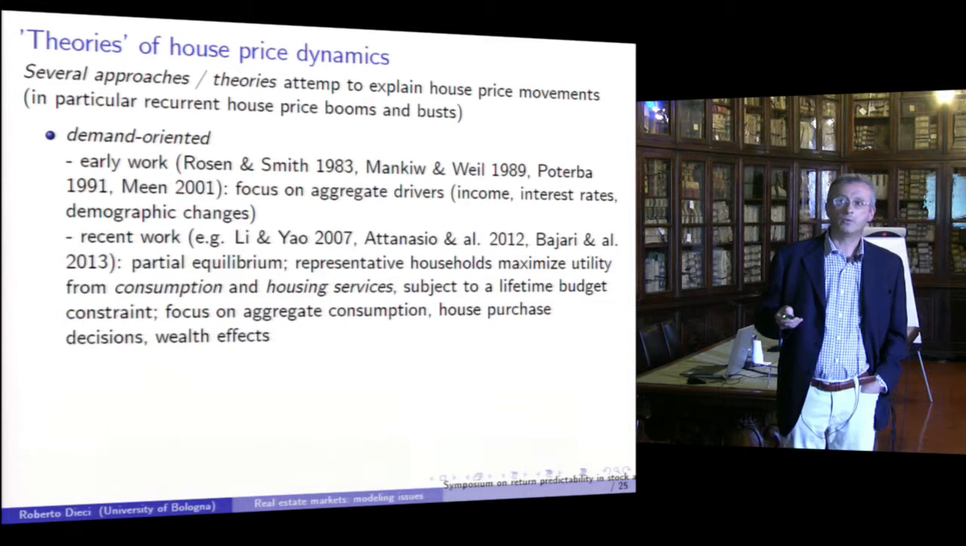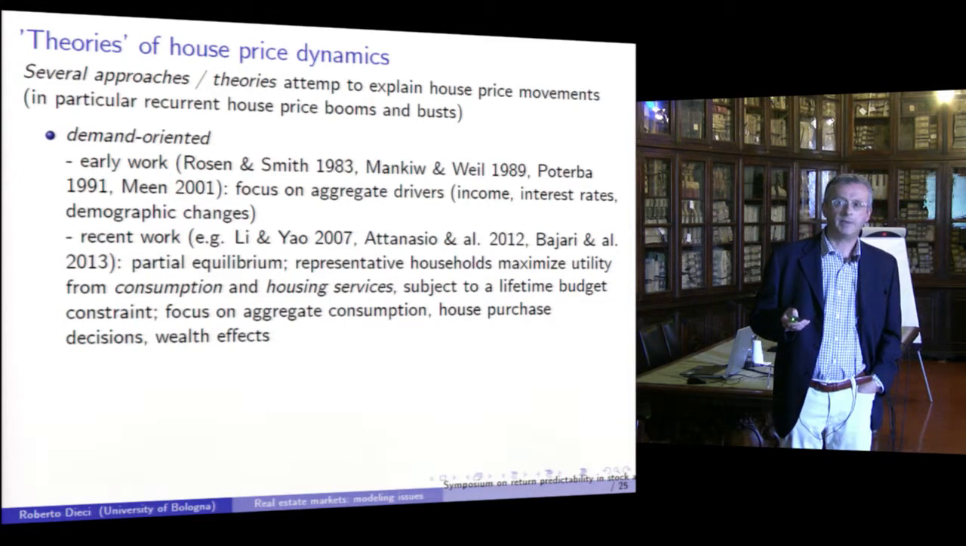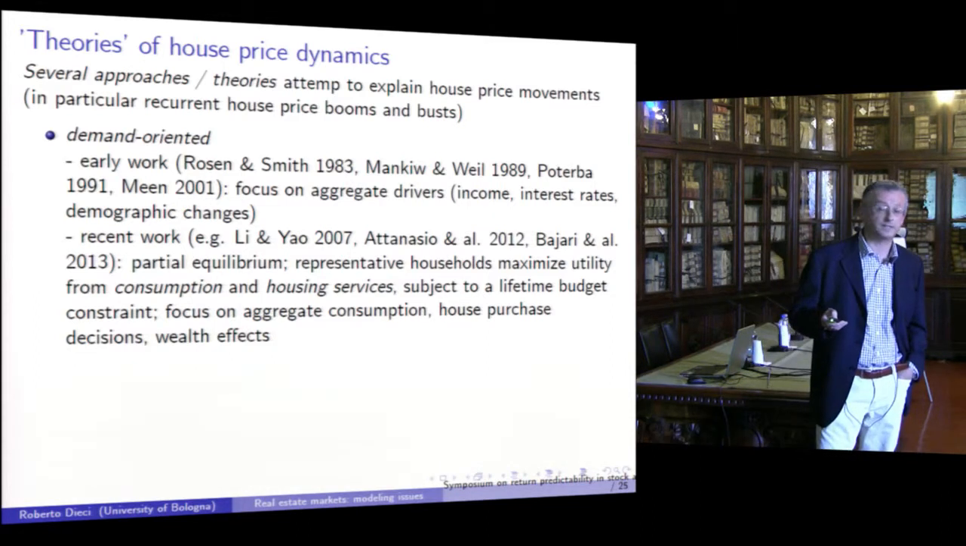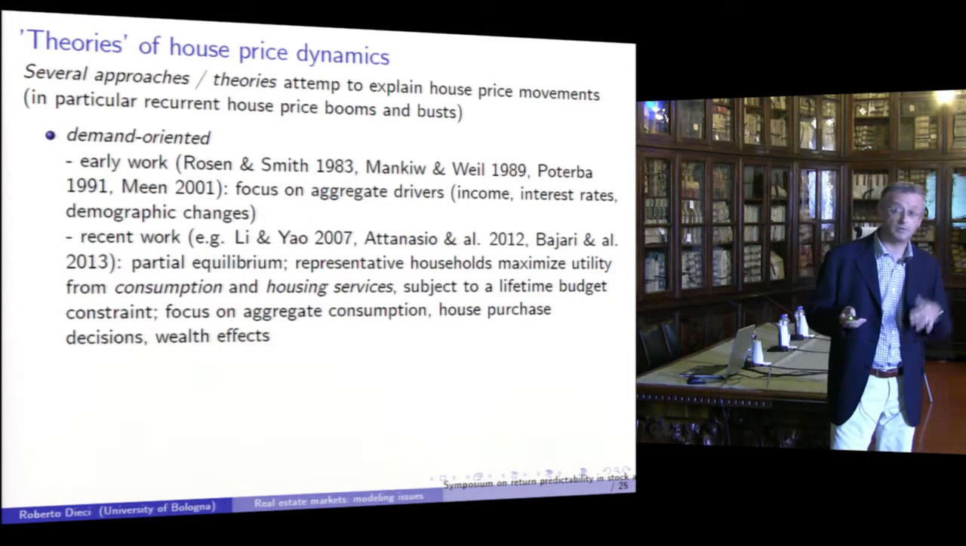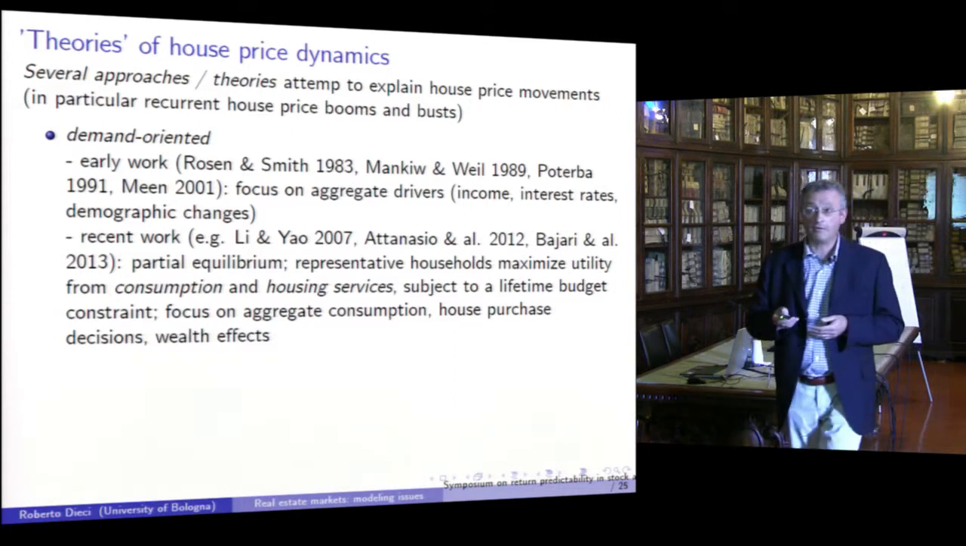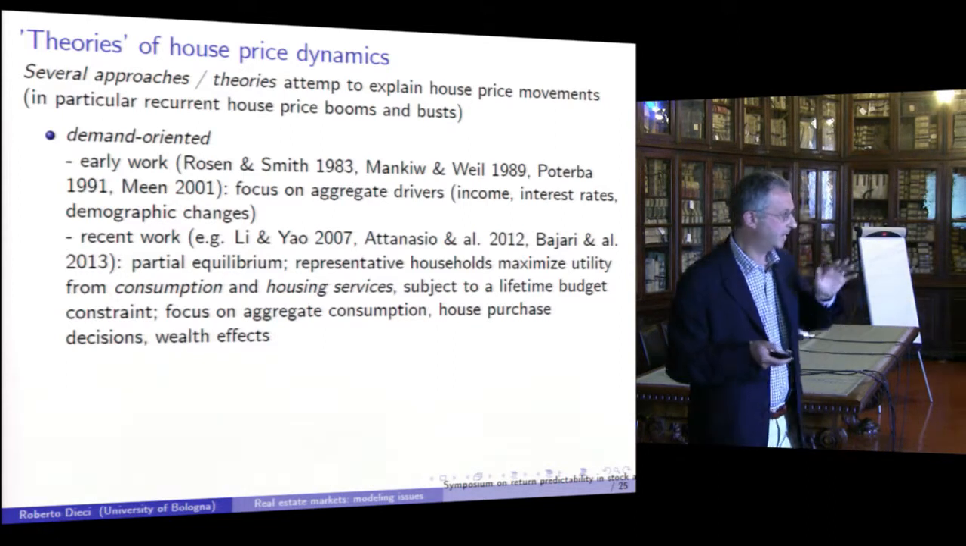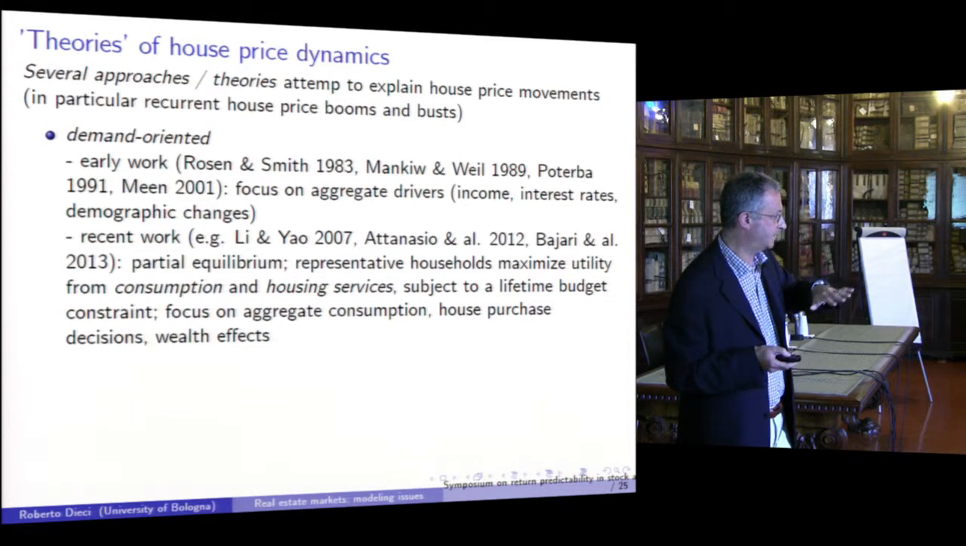And there is more recent work, set in partial equilibrium. We have representative households maximizing utility from consumption and housing services. So we have typically two arguments in the utility function, consumption of a composite good and housing services. There is a lifetime budget constraint, and the focus is on aggregate consumption, house purchase decisions, wealth effects, and very often in this kind of models, price dynamics is taken as given, so it's exogenous, okay?